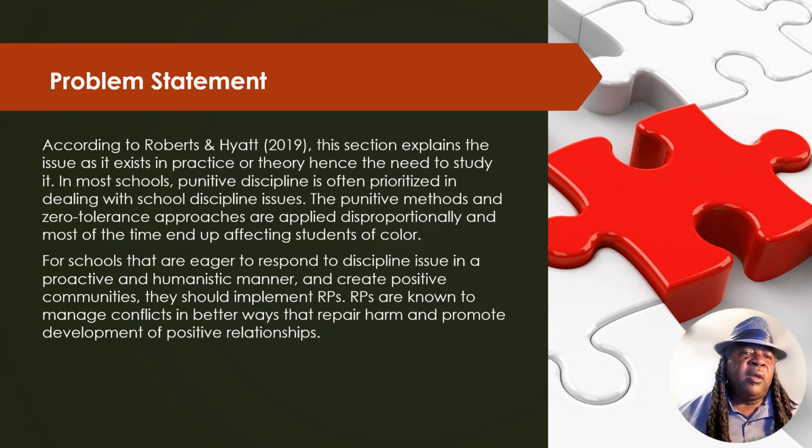Problem statement. According to Robertson Hires 2019, this section explains the issues as they exist in practice or theory, hence the need to study it. In most schools, punitive discipline is often prioritized in dealing with school discipline issues. The punitive methods and zero tolerance approaches are applied disproportionately and most of the time end up affecting students of color. Schools that are eager to respond to discipline issues in a proactive and humanistic manner and create positive communities should implement restorative practice. Restorative practices are known to manage conflicts in better ways that repair harm and promote development of positive relationships.